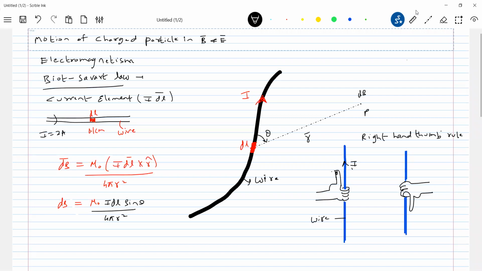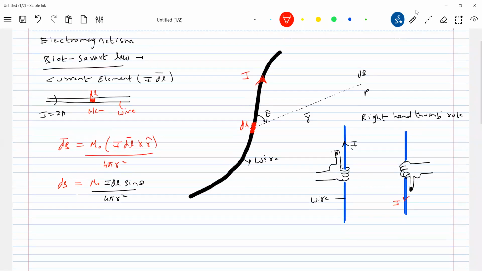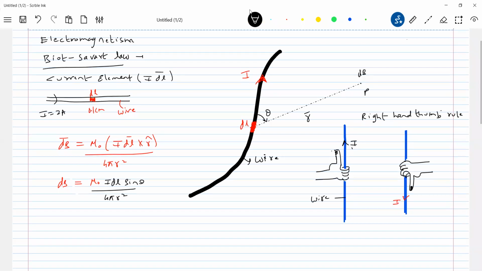Okay, look at this. Thumb in the direction of this one, so the current here will be. The fingers will indicate the direction of current here. So if you look at this, this will be the direction of current inside. This will be the current I flowing.